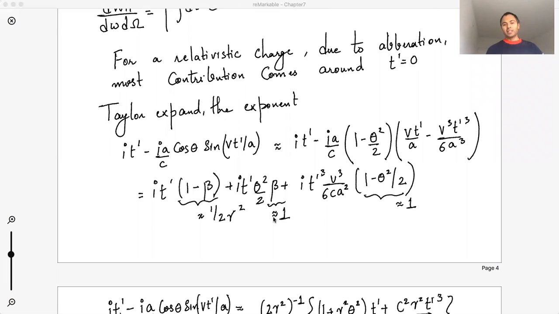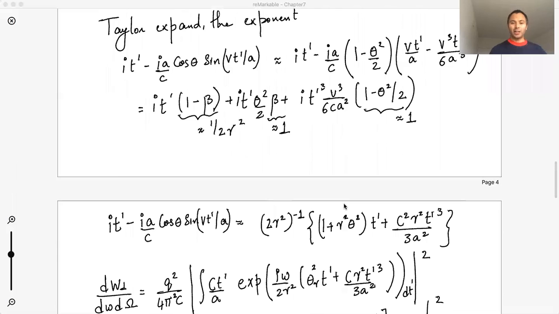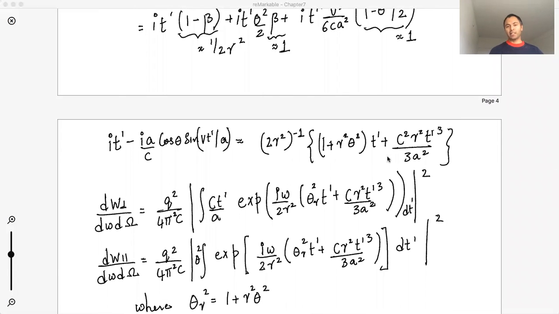Okay, so the rest is just a bunch of algebra where I've set beta almost equal to 1, where I've set 1 minus beta equal to 1 by 2 gamma square. All of this is true for the ultra relativistic case, and I've set 1 minus theta square by 2 almost equal to 1. Basically, this is the higher order term in the product here, so you make a very small error in this higher order term by setting this equal to 1. You go through the motions there, and then the algebra, and then you get some expression that looks like this. So you get something that is linear in t and then cubic in t.